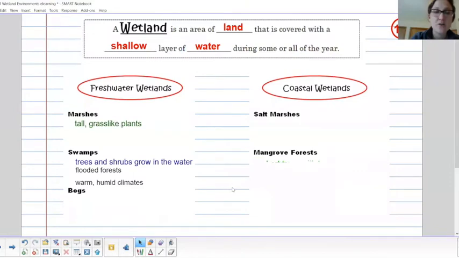All right, so going back to your note page, we're going to look at another type of freshwater wetland called a swamp. Now, swamps are a little bit different. They're found more in warm, humid climates, so we wouldn't have any swamps here in Illinois, but you would find these down in Florida. My sister lives in Florida, and I always say she lives in swampland, USA.